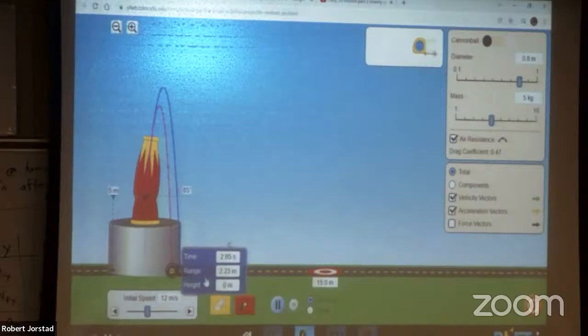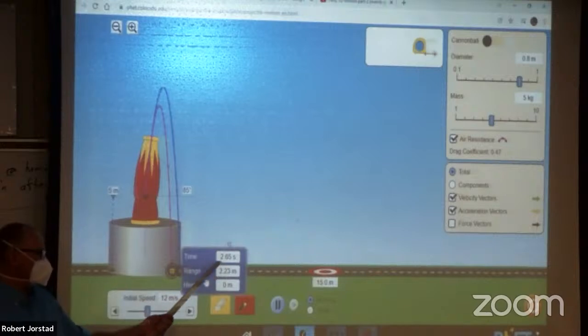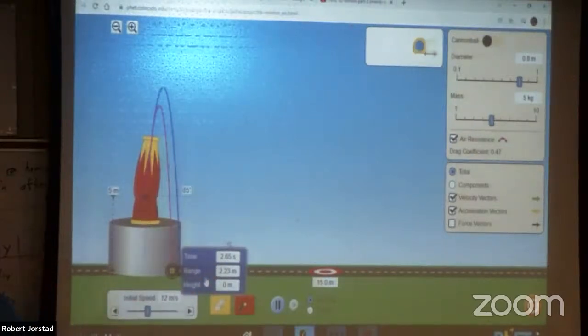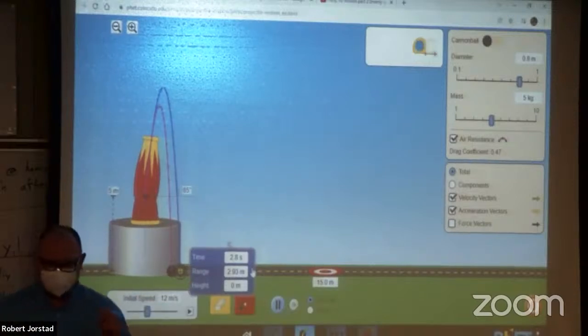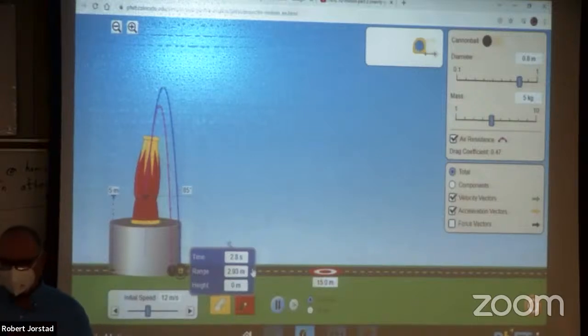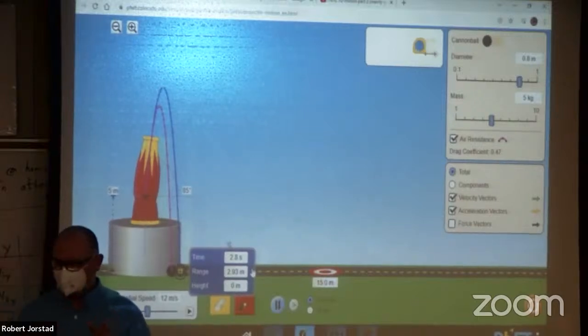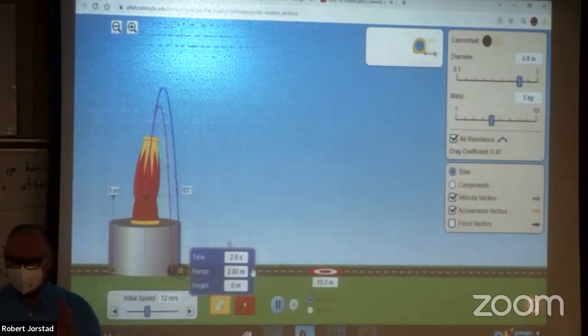Okay, look at the time of flight. With air resistance, this particular time of flight was about 2.65 seconds. Without it, it was 2.8. So that's about 0.15 seconds out of about 3. Right? That's not a huge percentage.